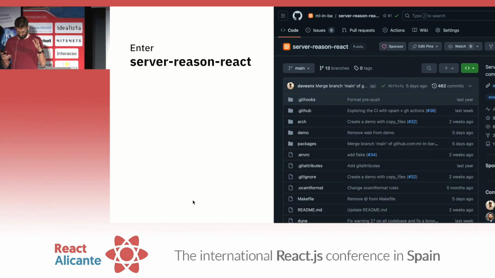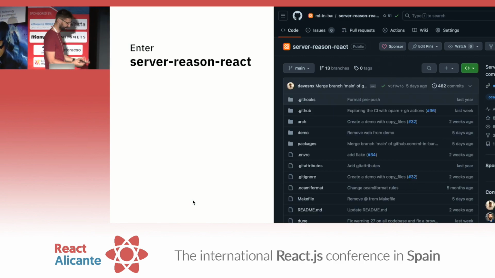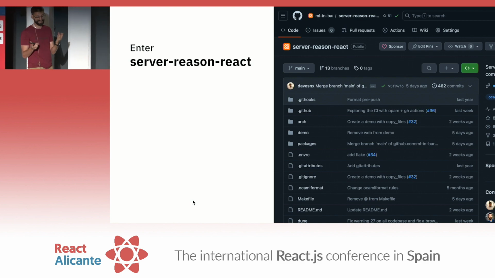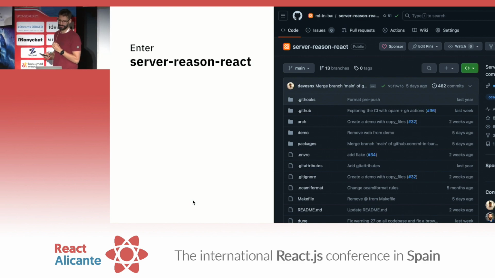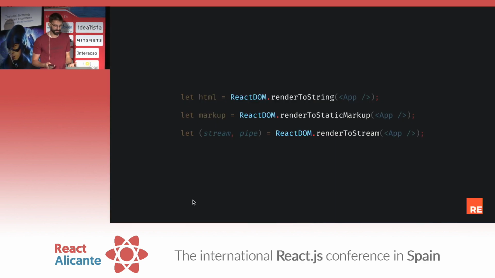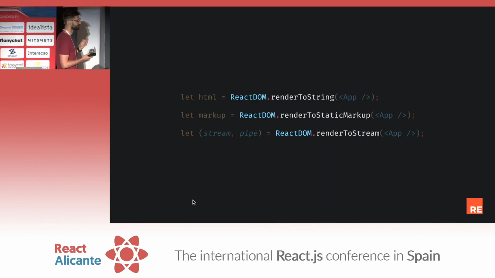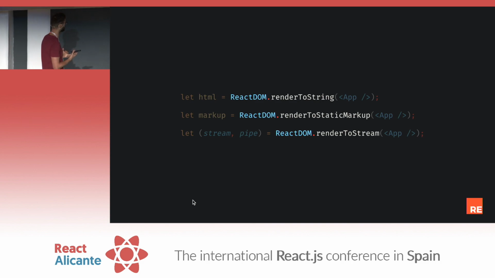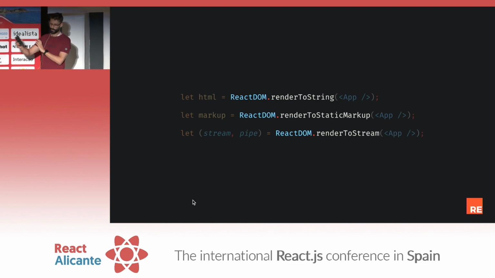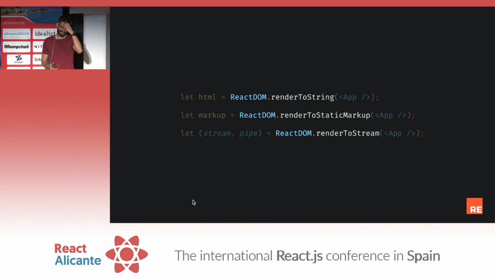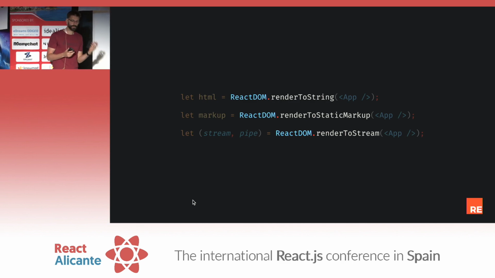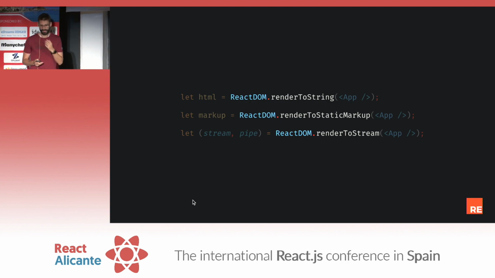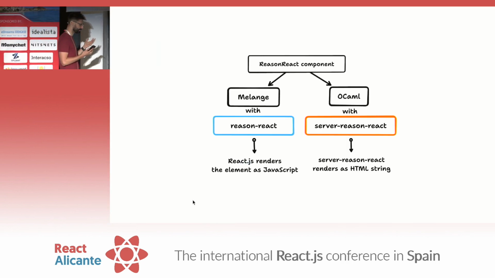And then when I solved all of this, I created server-reason-react, which is the thing that I'm presenting to all of you. The idea is that I re-implemented three APIs, which are renderToString, renderToStaticMarkup, and renderToStream. Those three are the ones that are also provided by React. There are now server components and whatnot, which we're going to talk about a little later. But the actual first work was to get these three working in Reason, right? And I was very, very happy.